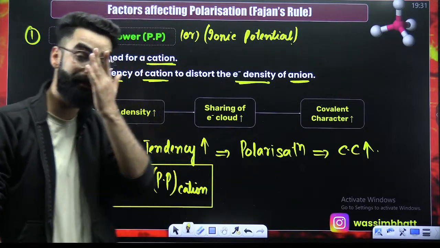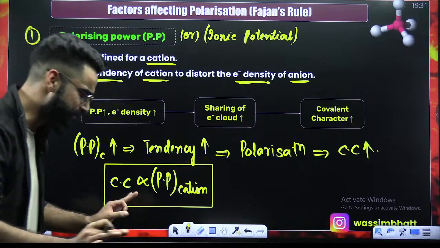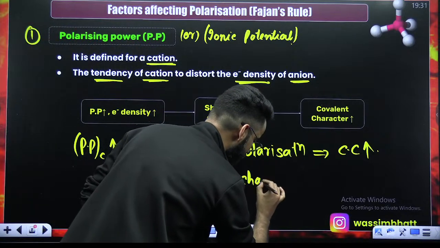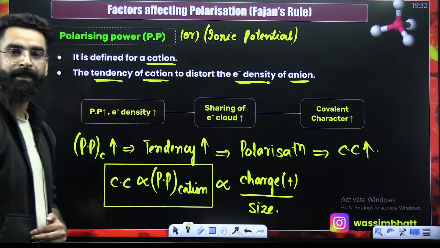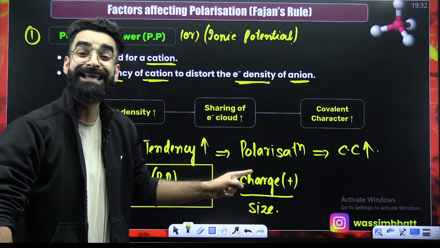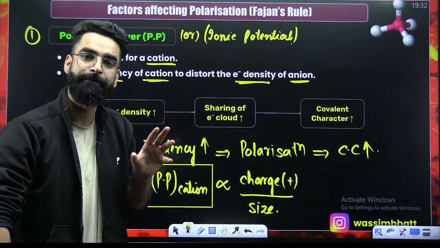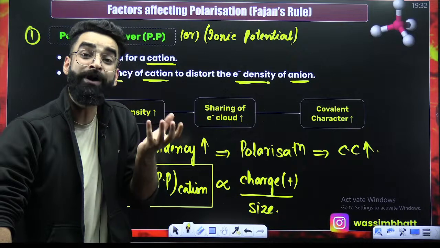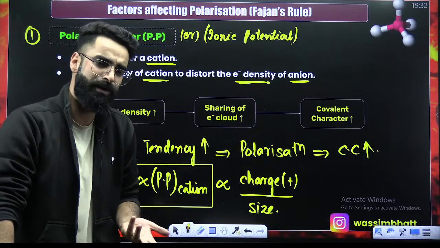Simple. Now, the point is, on what factors does this polarizing power of cation depend? It depends generally on two factors: the charge on cation and the size of cation. More the positive charge on the cation, more is its tendency to distort the electron cloud of anion. Simple. More is going to be its attractive power. Perfect. More electron density will be shared between cation and anion. Hence, more is the covalent character, in short.